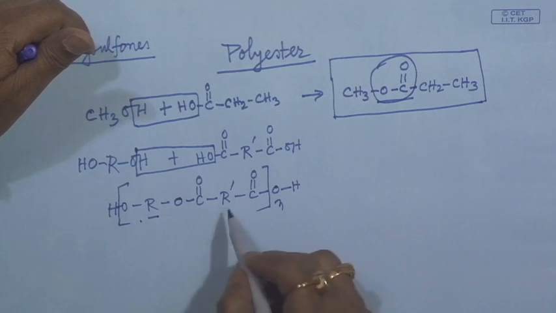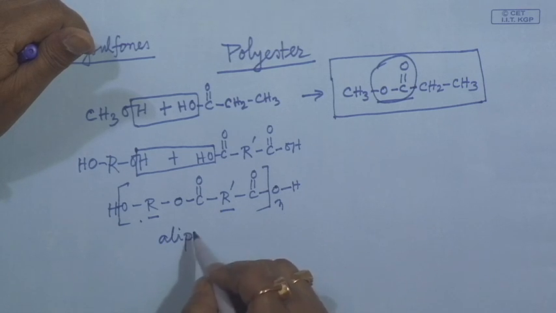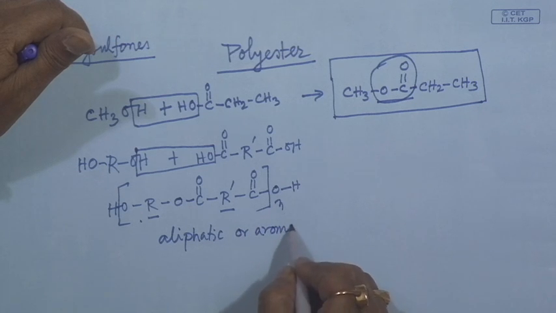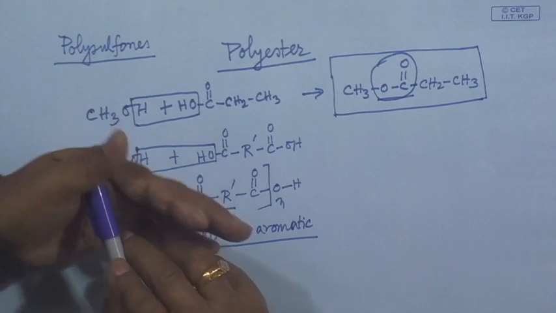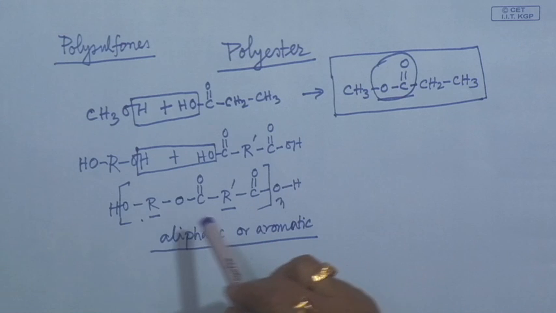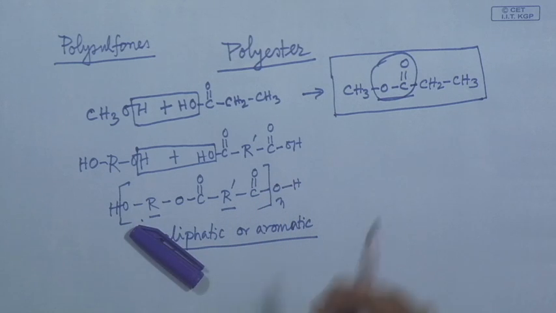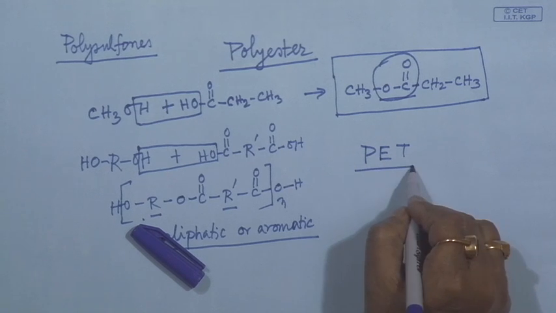Now, this R and R prime can be either aliphatic or aromatic. Depending on the nature of R groups, we get aliphatic polyester. If it is aromatic, R and R prime is aromatic, we get aromatic polyester. Now, one well known polyester is PET, polyethylene terephthalate.